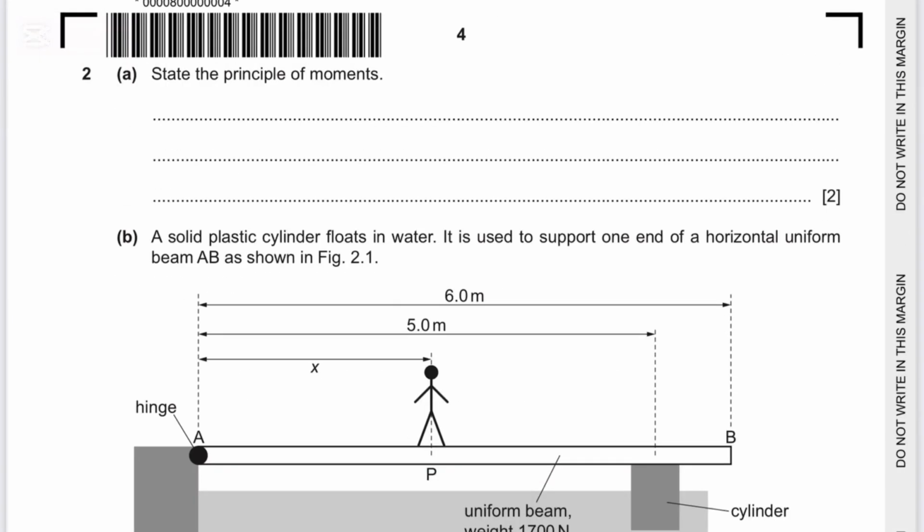Question 2, state the principle of moments. Well, that states for a system to be in equilibrium, the sum of clockwise moments about a point must be equal to the sum of anti-clockwise moments about the same point.